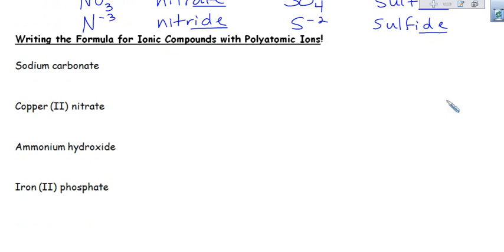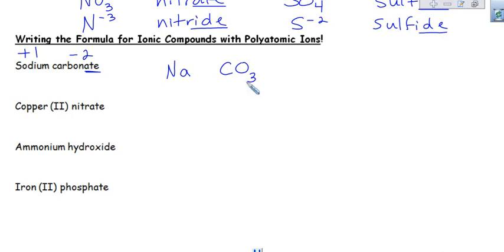Okay, so sodium carbonate. Sodium is just regular sodium. Its charge is +1. With the ATE ending, that tells me this is a polyatomic group with carbon. And again, often it's like carbon with oxygen, nitrogen with oxygen, sulfur with oxygen. If I look it up on my chart, I'll find that it has a charge of -2. The symbols, Na for sodium, carbonate is CO3.